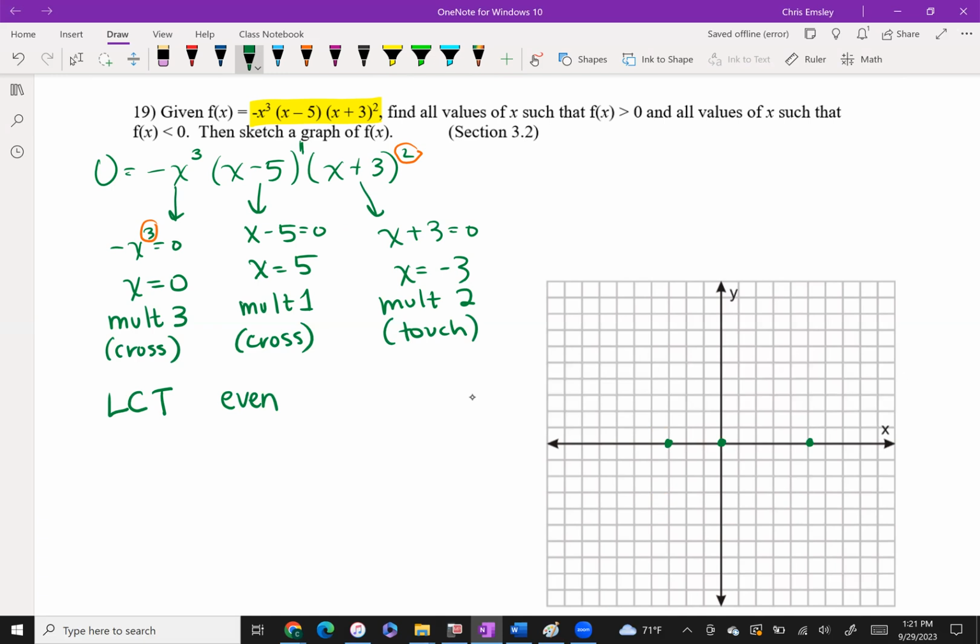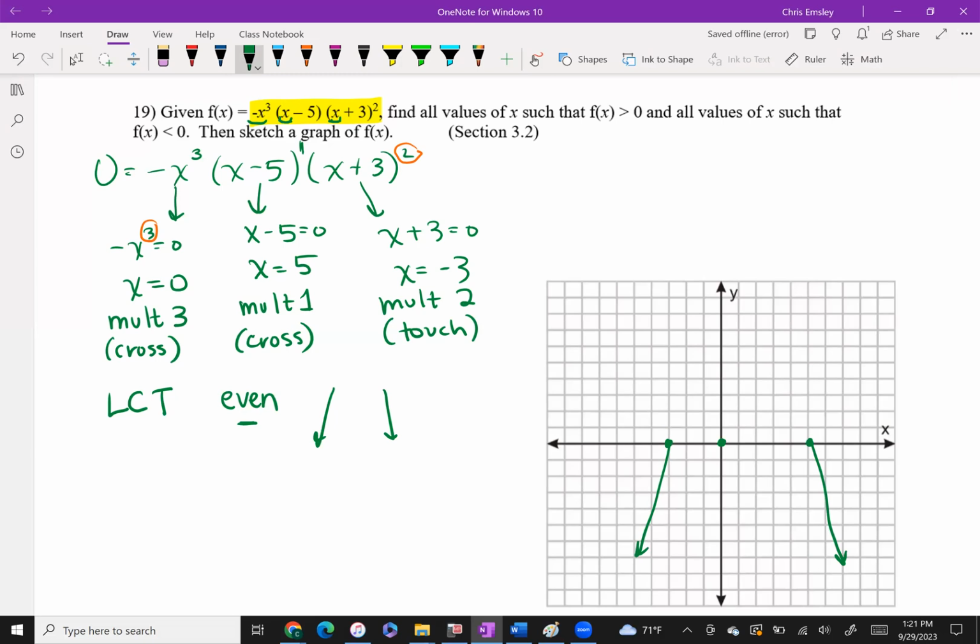And then we have to look. Here we would have a negative times a positive x times a positive x. So our leading term is going to be negative. Even and negative means that both tails are going to be facing down. So that means the tail to the left has to be down and the tail to the right has to be down. And what's happening in between?